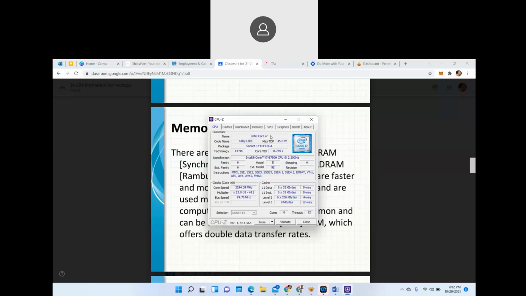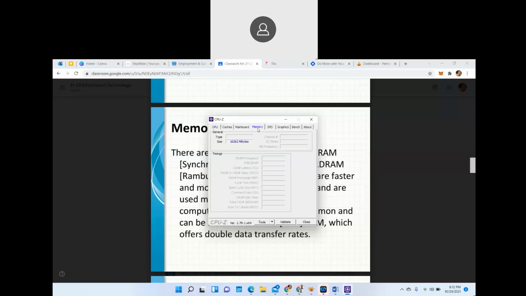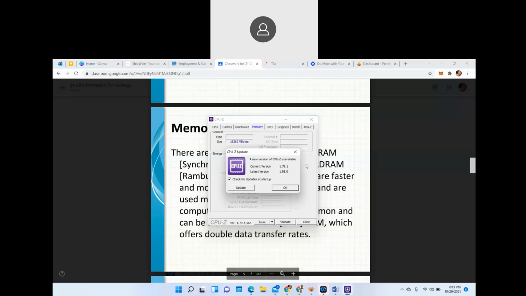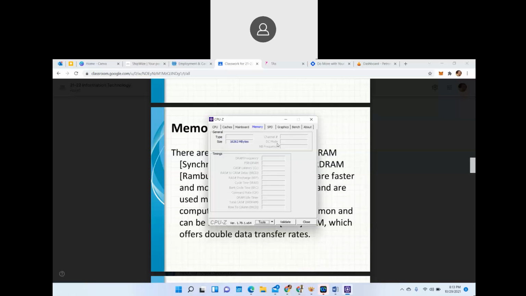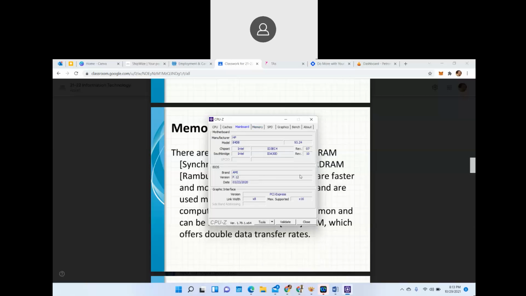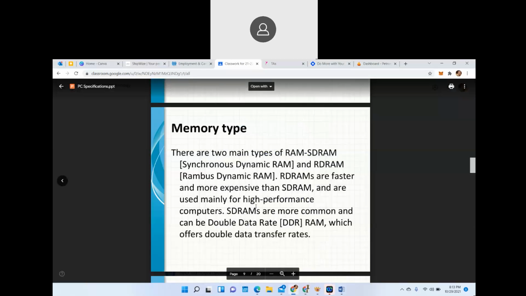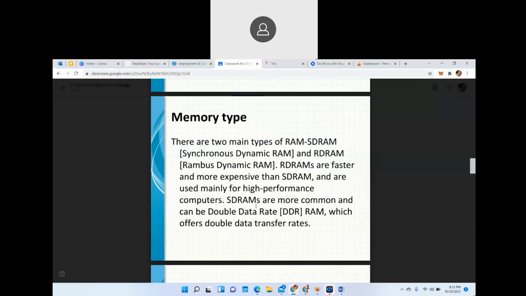So I have an Intel Core i7 processor. Memory, if I want to know what type of memory I have, I click this tab. Usually it tells me all the information about the memory, but I guess this program needs to be updated. So I need to update it, but I'll update it another time. So maybe that's why it's not showing. Usually it shows me everything about the memory, everything about the motherboard, but I'll do that another time.